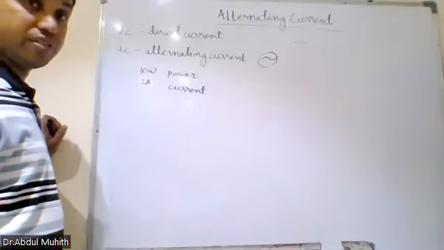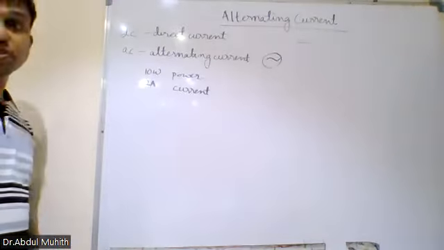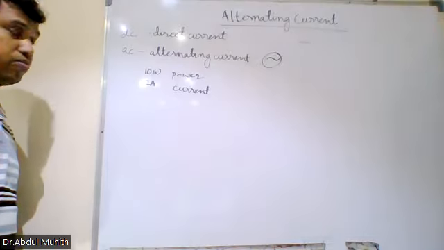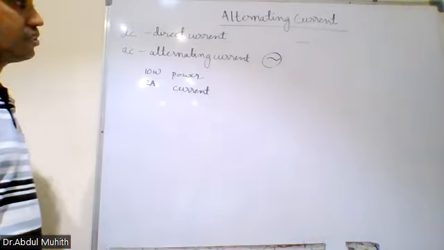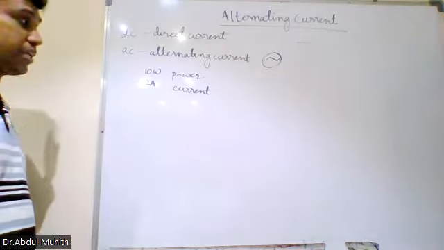So we have direct current and we have alternating current. Direct current means electrons are moving in a straight line. Alternating current means electrons are changing polarity 50 to 60 times in 1 second.